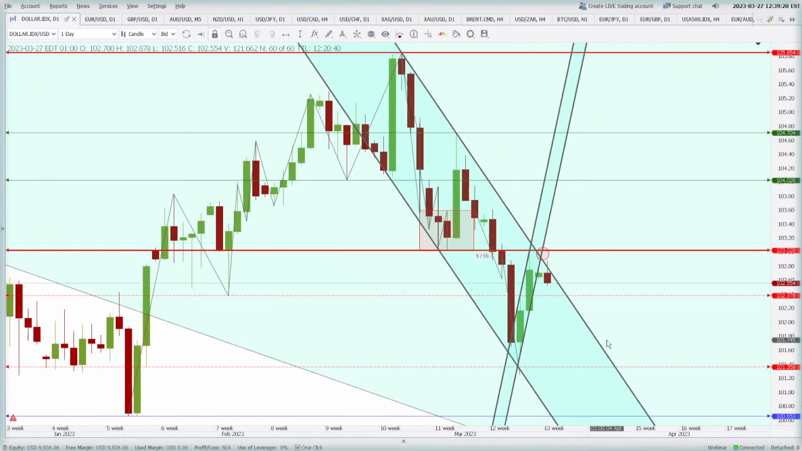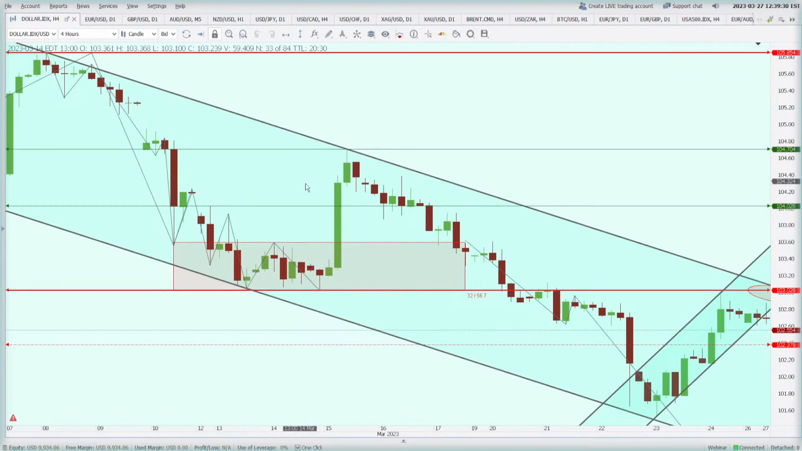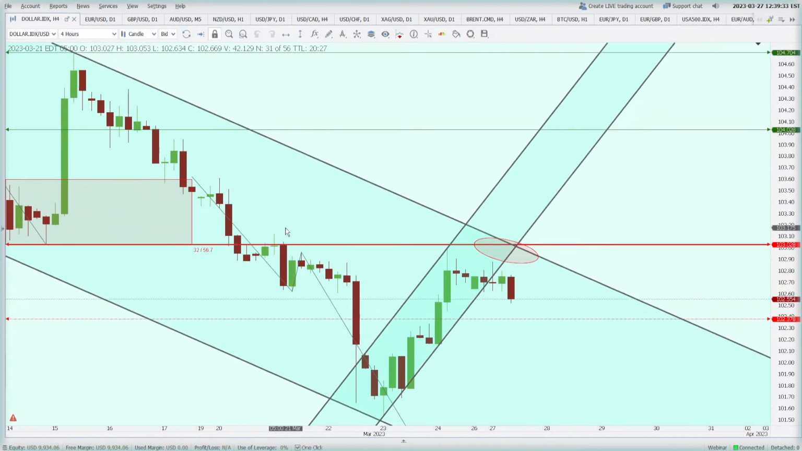And somehow we were aware that this area, 103.02, will be attracting sellers. And when we switch to 4-hour, we anticipated the entry of sellers around here because this was a confluence of resistance. Because there are two reasons for the sellers to go short. Okay, on 27th of March.